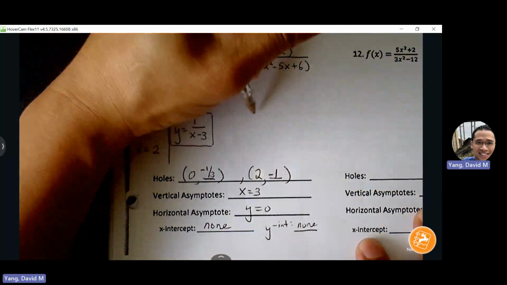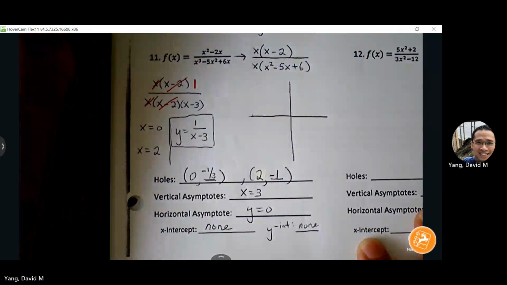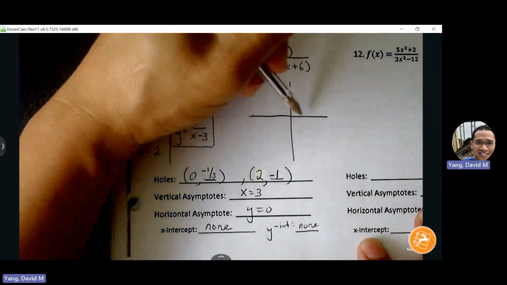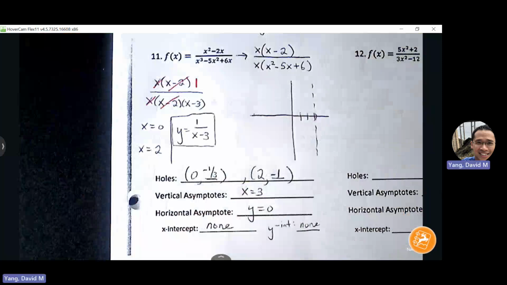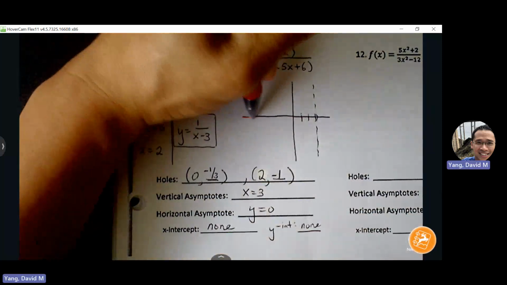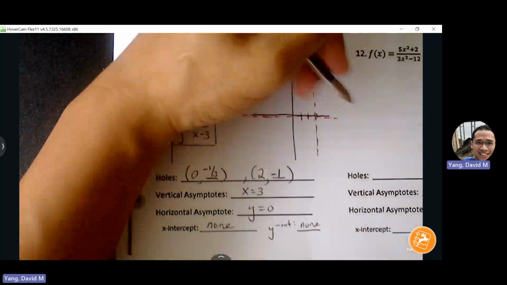Okay, so let's see if we can do a rough sketch of this graph here. Okay, we know there's a vertical asymptote at x equals 3. We know there's a horizontal asymptote at y equals 0. We have 2 holes, 0, -1/3.